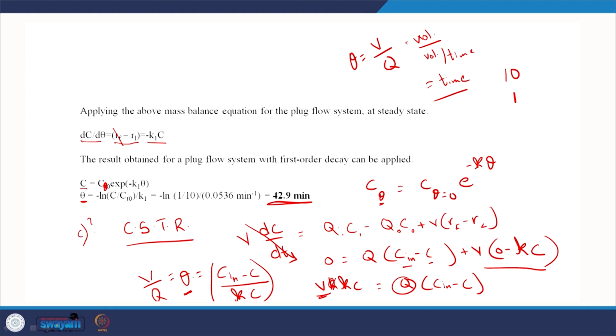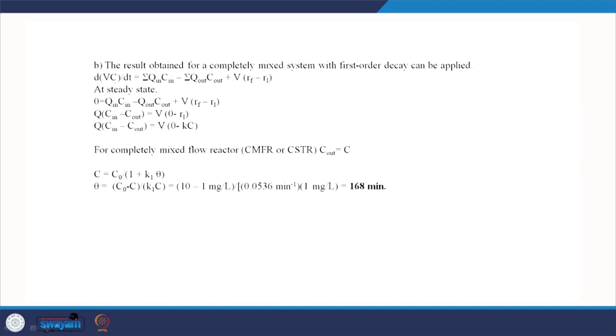So, for removal of the compound from 10 milligram per liter to 1 milligram per liter, in a CSTR, the water has to spend this much time. For a plug flow reactor, it has to spend 43 minutes. In a CSTR, we are going to have to calculate in this way. So, let us see what we have. All this is the same stuff as we discussed earlier, at steady state. So, this is what we have out here. If I made any minor errors in the calculation, you can obviously correct that.